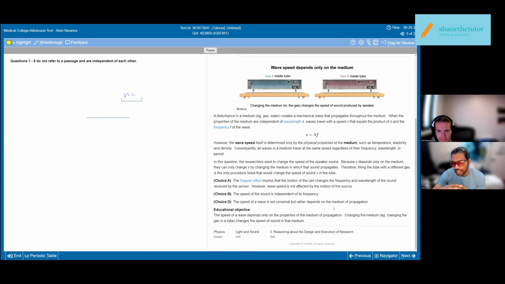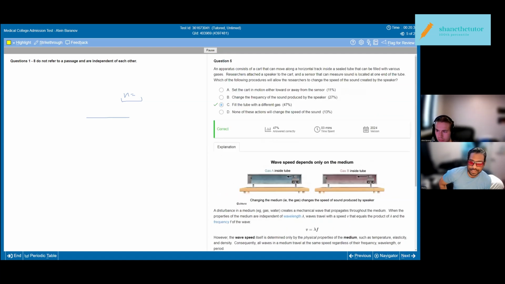Yeah, it can change the wavelength. The wavelength will inversely change as frequency changes. But the speed of the sound is the thing that doesn't change unless you change the density of that medium.